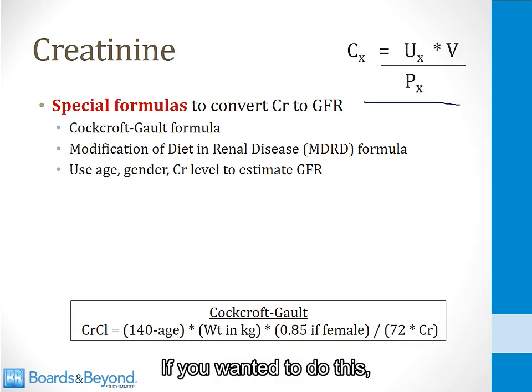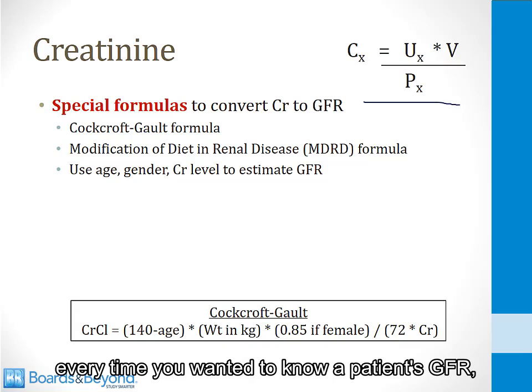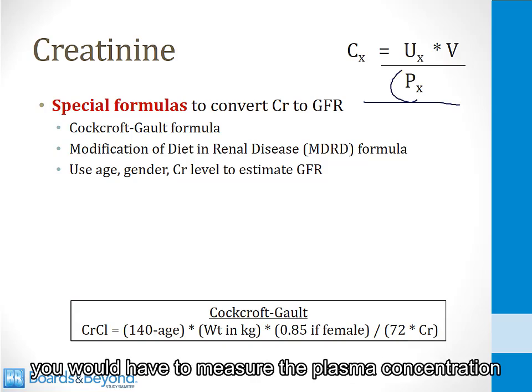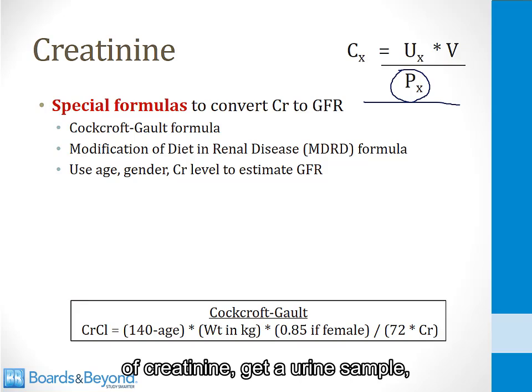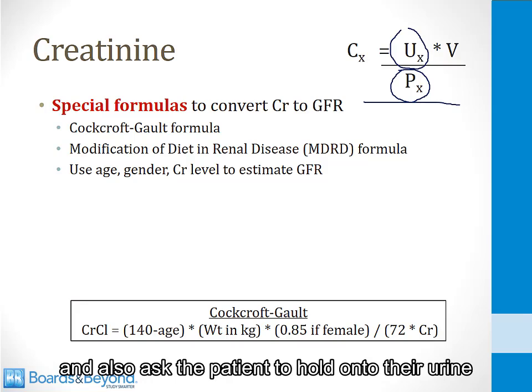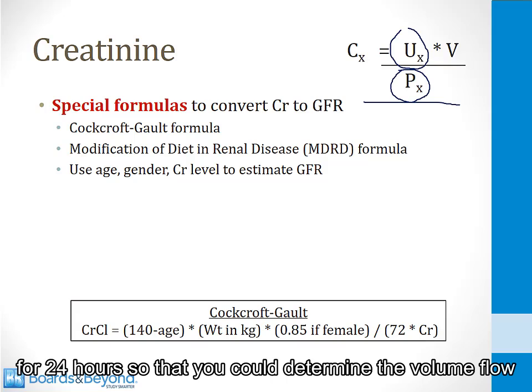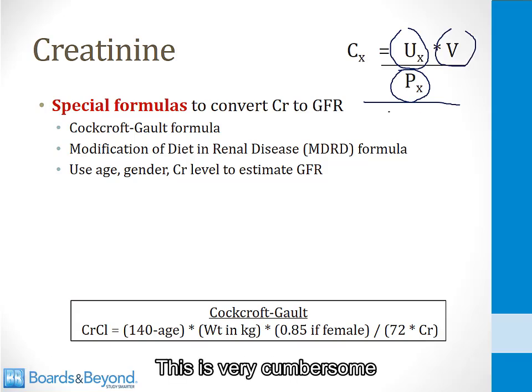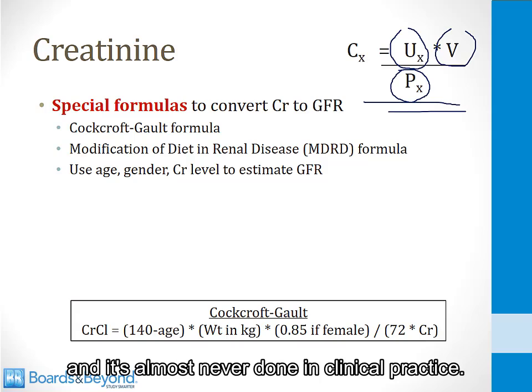If you wanted to do this, every time you wanted to know a patient's GFR, you would have to measure the plasma concentration of creatinine, get a urine sample and measure the urine concentration of creatinine, and also ask the patient to hold on to their urine for 24 hours so that you could determine the volume flow of urine. This is very cumbersome and it's almost never done in clinical practice.